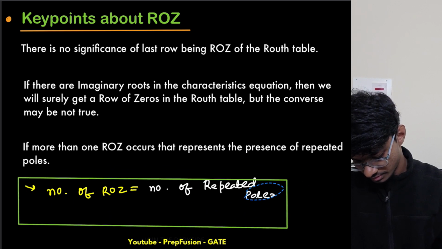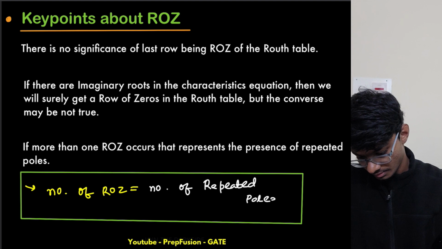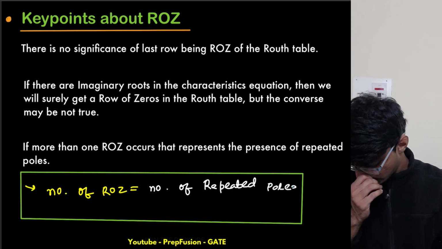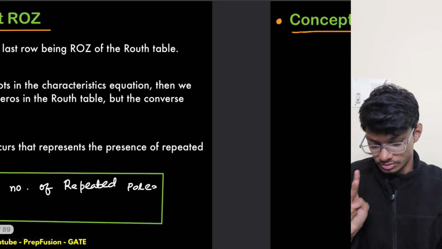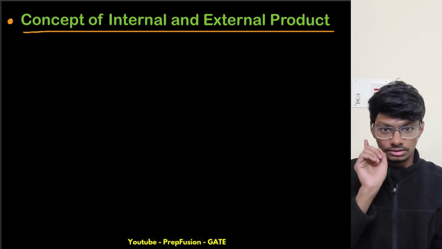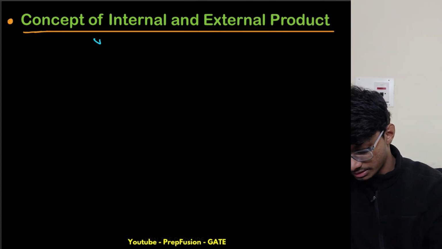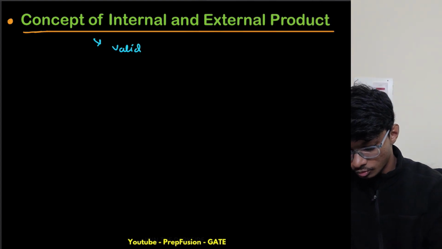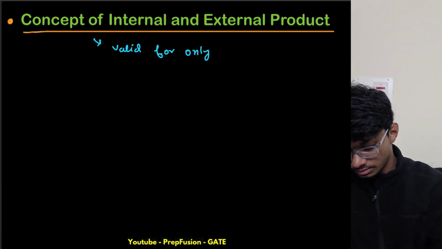Okay, now this is connected with this one. Yeah, now it will connect. I have to increase the size further. So this is basically the formula: the number of ROZ equals the number of repeated poles. Now we have a concept of internal and external product. This is valid for only third order systems, right? So we'll understand what this concept means. This is very useful to do your calculations quickly.